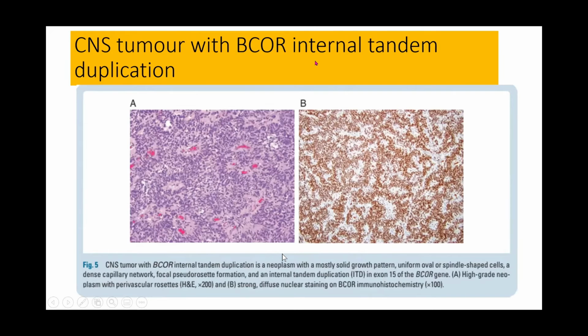Then, amongst the category of embryonal tumors, CNS tumor with BCOR internal tandem duplication is another tumor that we must be able to diagnose. The reason is that this mimics either an anaplastic ependymoma or a lot of the other embryonal tumors. But if we identify the BCOR internal tandem duplication by surrogate immunohistochemistry, which is available, it can be treated better.